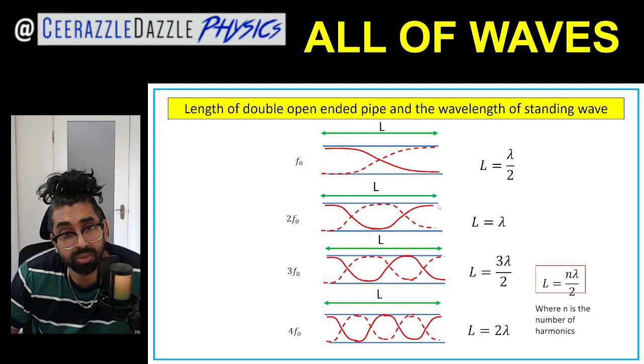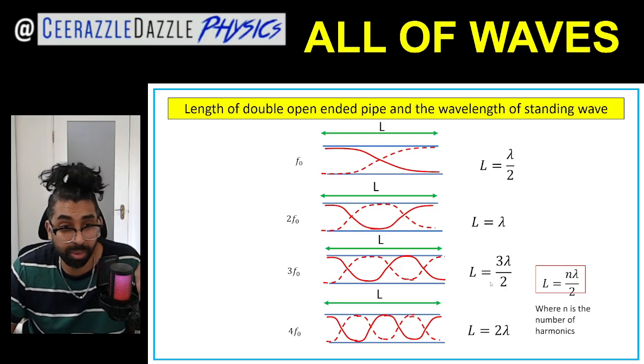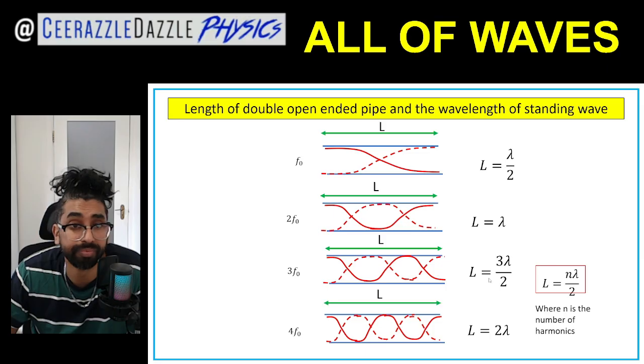This one, L is equal to lambda. This one is equal to 3 lambda over 2. And this one is equal to 2 lambda. Watch carefully for this one: it's half plus a half plus a half, so it's 1.5, plus a half makes it 2 lambda. So this one still obeys the same pattern: L is equal to n lambda over 2, similar to the one where both the ends were fixed, not moving.